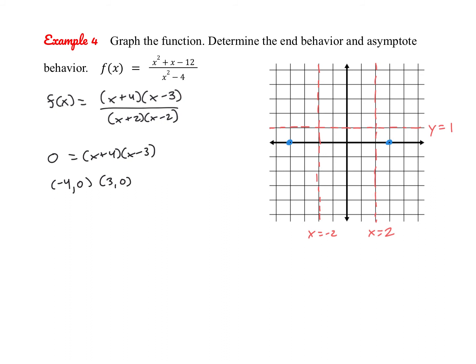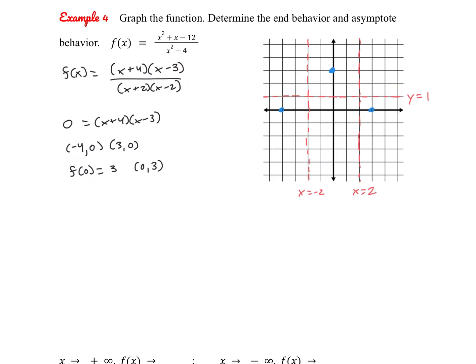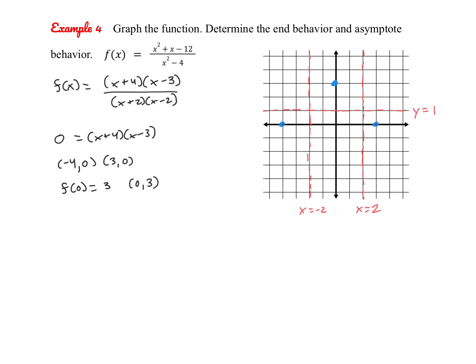And let's also find our y-intercept. So to find that, we do f of 0. And if we look at our original equation, it's probably the easiest place to look. So we get negative 12 over negative 4, which is 3. So (0, 3) is our y-intercept, right here. And we are going to do our sign analysis.